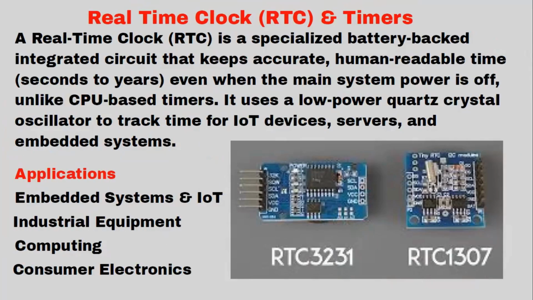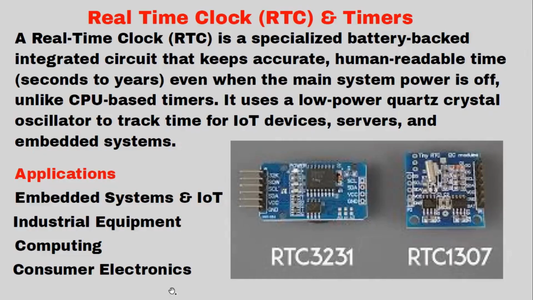Next, we should also study the real-time clock, called RTC timers. A real-time clock, RTC, is a specialized battery-backed integrated circuit that keeps accurate human-readable time, from seconds to years. Naturally, days, seconds and years, everything is counted into time. Basically it's a clock. Even when the main system is off, unlike a CPU-based timer, it uses a low-power quartz crystal oscillator to track time. It is used for IoT and other applications, such as home appliances in embedded systems.